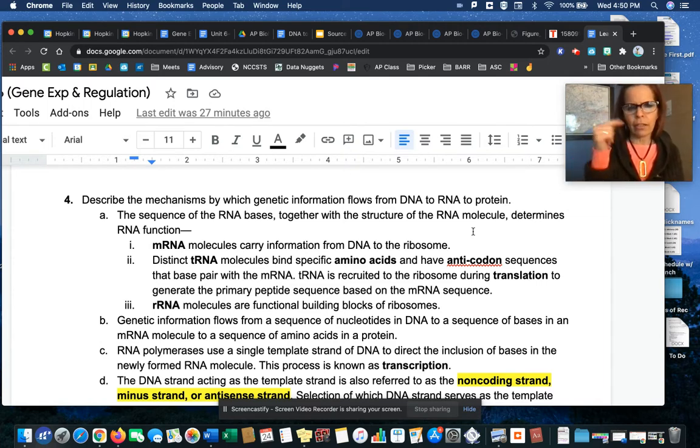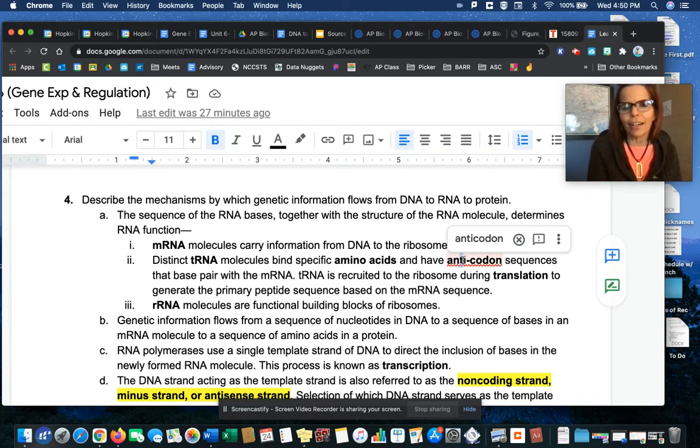We'll talk about those more in a little bit, but the structure really determines their function. So here we have mRNA molecules carry information from DNA to the ribosome. That's why they're called messengers. Distinct trucks, tRNA molecules, bind specific amino acids. So each truck is defined by its anti-codon. And notice the anti-codon for the tRNA, so that's the opposite three letters of the codon on the mRNA. So each truck carries a very specific amino acid.